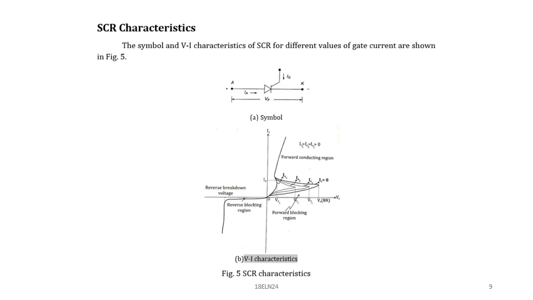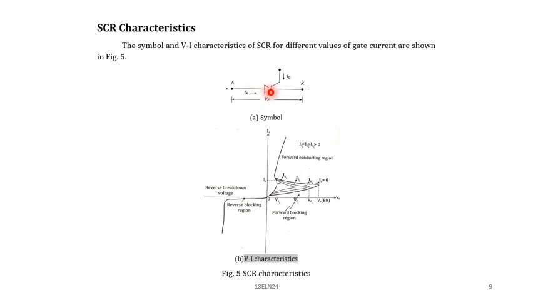Here the SCR characteristics are given in the figure number 5b, and the simple circuit is also mentioned in 5a, with the SCR symbol. Here the anode is connected to the positive terminal and the cathode is connected to the negative, and there is a current flowing through the gate terminal, indicated as IG. The current from anode to cathode is denoted as IA.